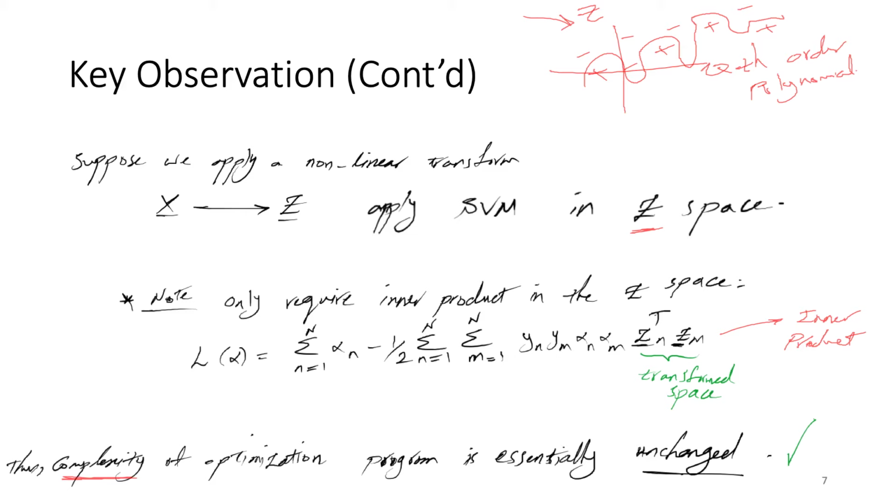And as you recall from the first lecture, the cross-validation error of SVMs is only dependent on the number of support vectors, right? So we can call it easy inner product.